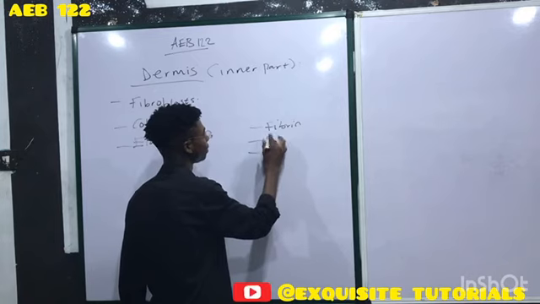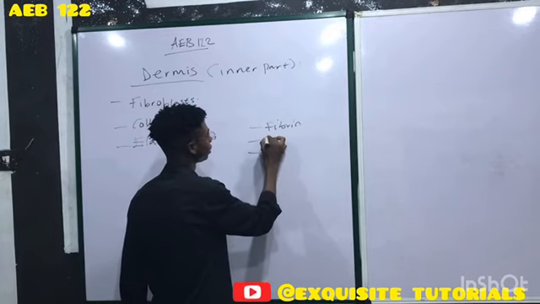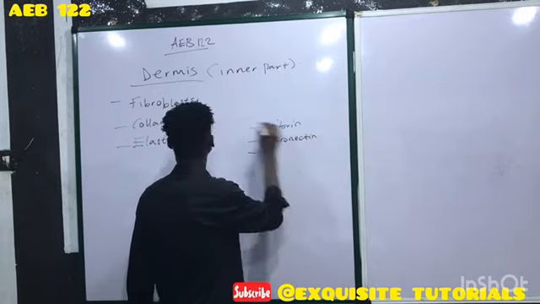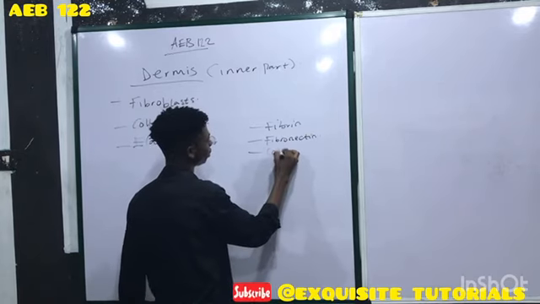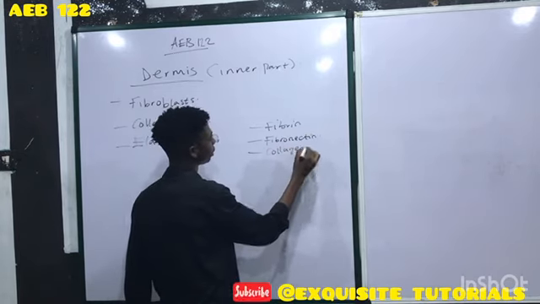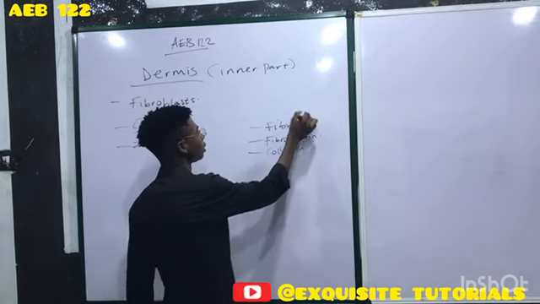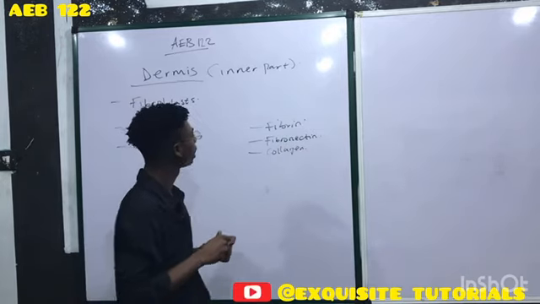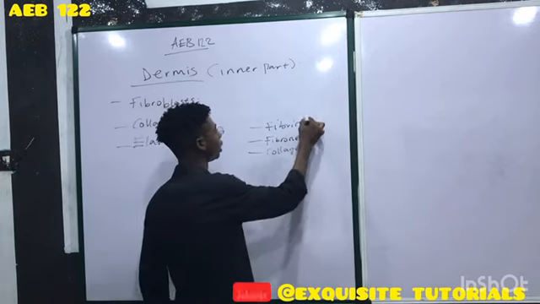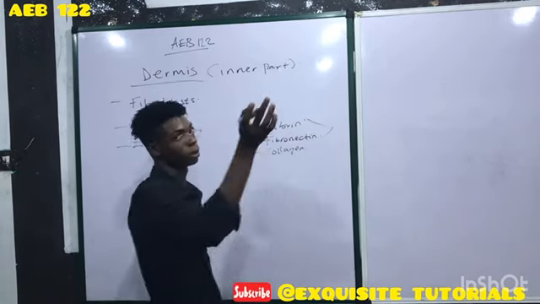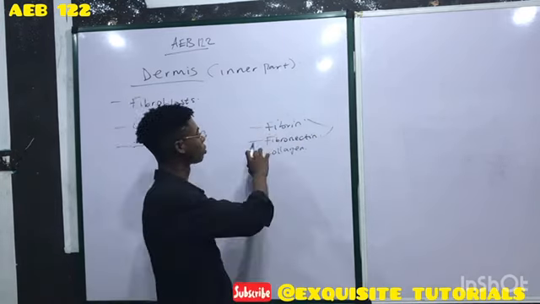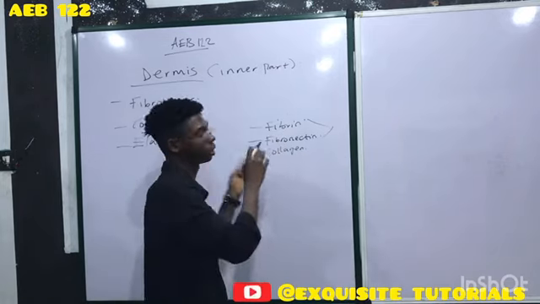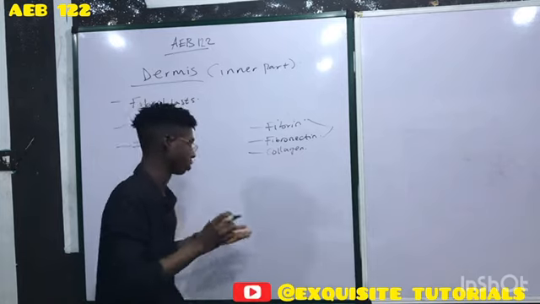We have fibronectin. Then we have collagen. Yeah, fibrin, fibronectin, and collagen. Now these two, as we know, are related to blood clotting. I think this one regulates the amount of platelets that goes to the place of injury, and so on and so forth.